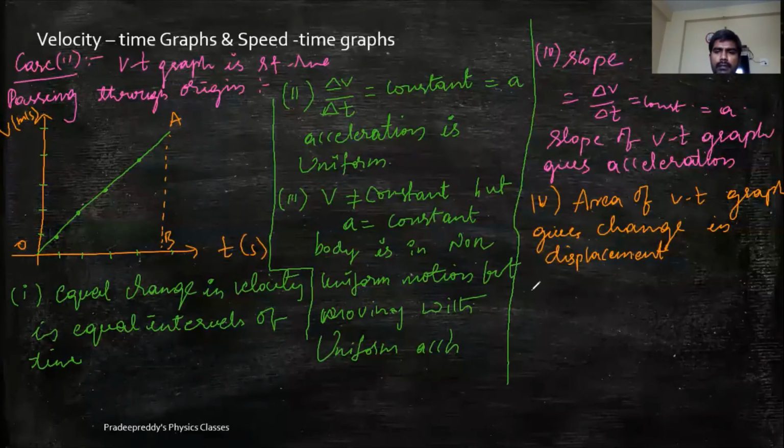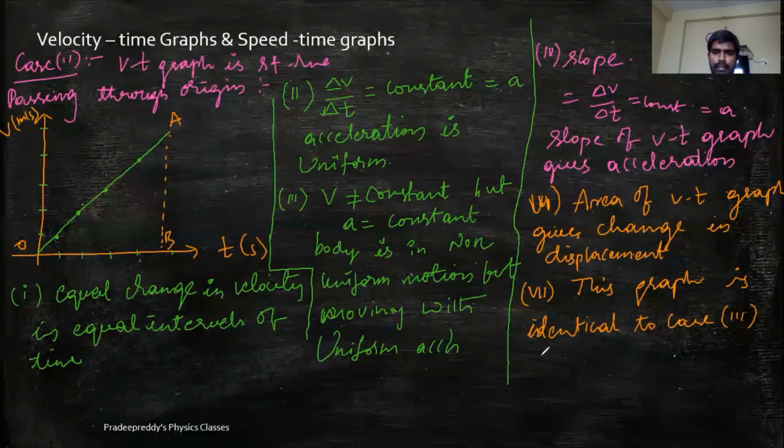And remember that this is the 6th point and this is 7. This graph is identical to case 3 of ST graph. Case 3 of ST graph gives you the same information. Velocity is undergoing change. You may get positive velocity, you may get acceleration positive or negative, that depends upon the slope. So case 3 of ST graph is identical to case 2 of VT graph.